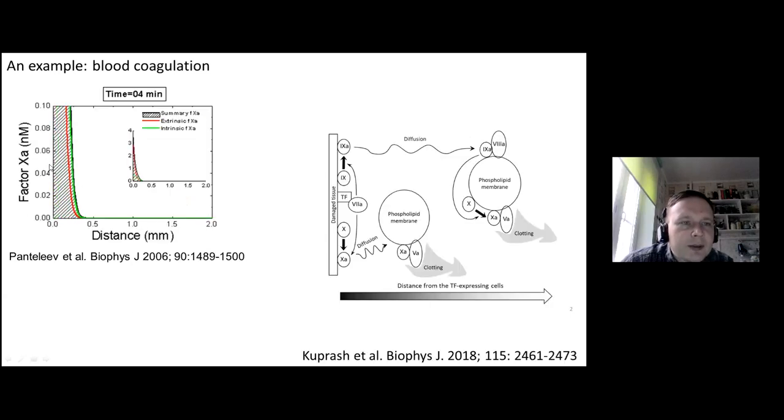If we build a plot of factor 10 concentration as a function of space for different time points in the model above, we have tissue factor on the left and the clot goes to the right. We can analyze using the model how much factor 10A is produced by the intrinsic pathway with factor 9 and how much is produced by the extrinsic pathway by factor 7A. And we can see that in the beginning, almost everything is produced by the extrinsic pathway. However, with this, factor 10A cannot get far from the activator.